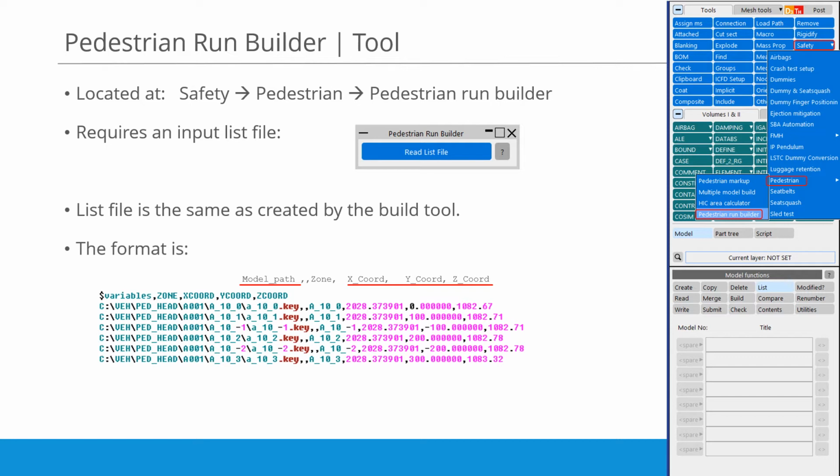And when you open it, the first thing you'll see is a little pop-up that asks you to read in a list file. This is the same list file that would have been created for you by the Primer build tool. If you're not familiar with this, the format is shown on the screen there. It's a simple text file, and each line of the file is a reference to a keyword. There's also some variables in this file, and the ones that we're particularly interested in as part of the Run Builder tool are the X, Y, and Z coordinates for each impact point.